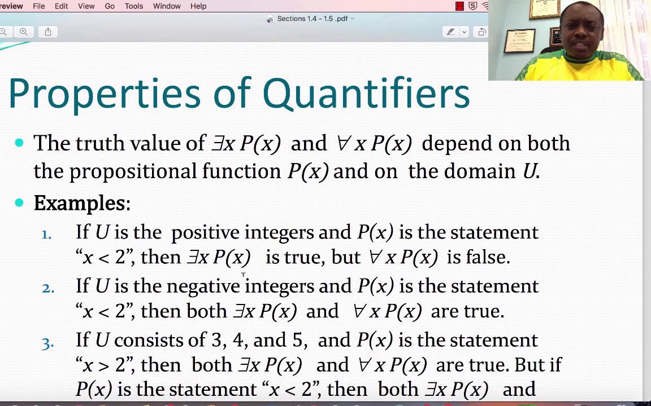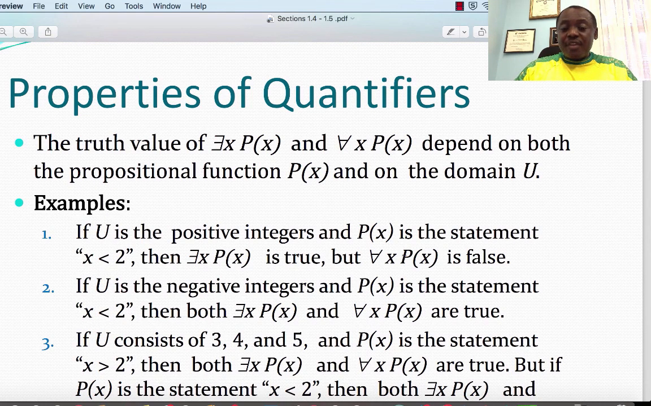Okay, let's look at some properties of quantifiers. The truth value of there exists X, P of X and for every X, P of X depend on both the propositional function P of X and on the domain U. If I change the domain, for every X, P of X could be true or false. There exists X, P of X could be true or false. For example, if U is the set of positive integers, that is a domain, and P of X is the statement X is less than 2, then there exists X, P of X would mean that there is a positive integer that is less than 2. Yes, the number 1. So that statement is true.